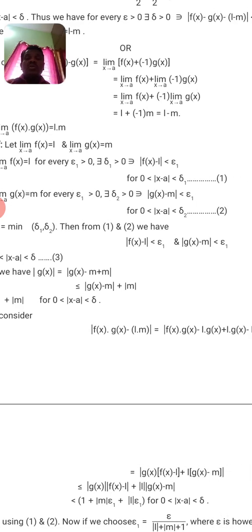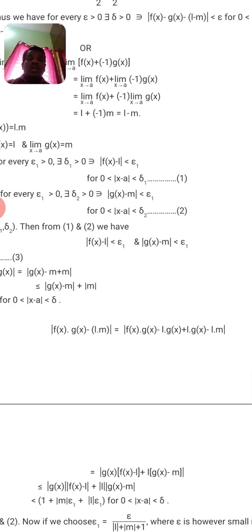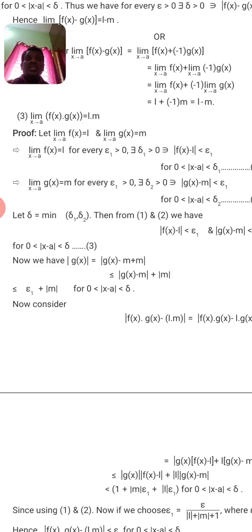Then from equations 1 and 2 we have modulus f(x) minus L less than epsilon 1 and modulus g(x) minus m less than epsilon 1, for 0 less than modulus x minus a less than delta. Write it as equation number 3.